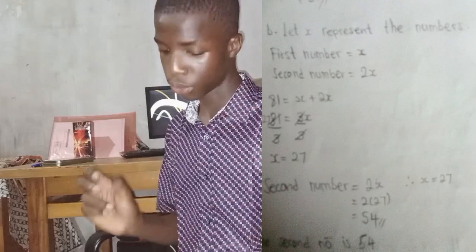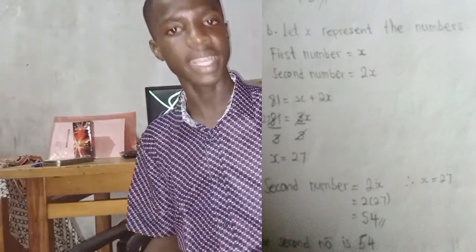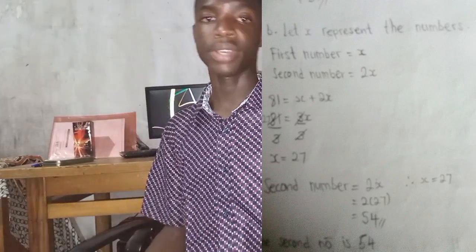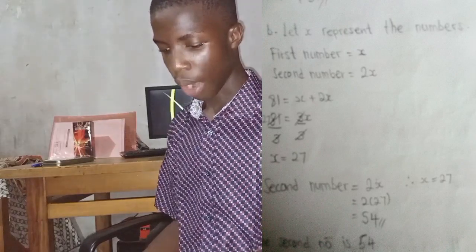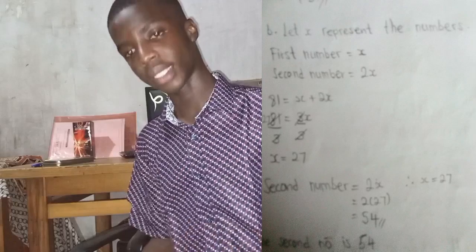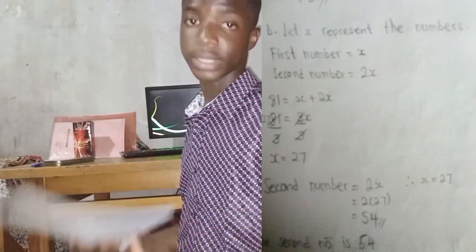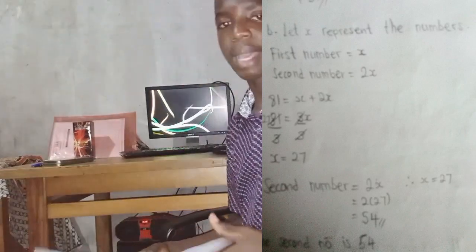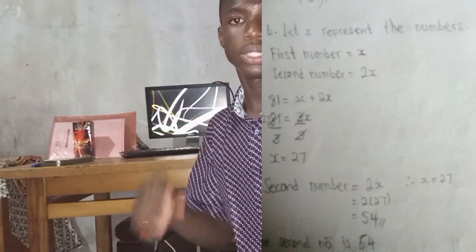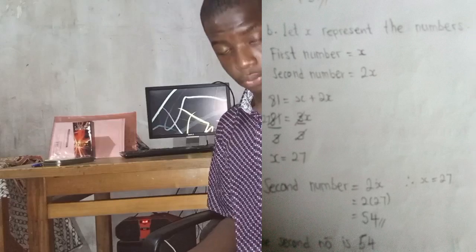The 3 divides through. 3 divides 81 27 times. So therefore, x is equal to 27. We want the second number, we don't want the first number. So in the rule that we have over there, we put our x inside. The second number is equal to 2x. Wherever you see x, we put our value. We know x is 27. So 2 times 27, we get 54. So the answer over there is 54.